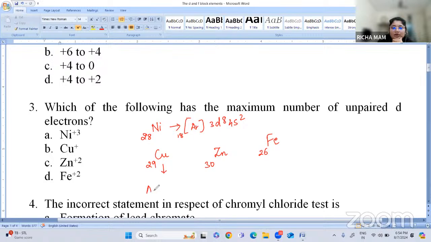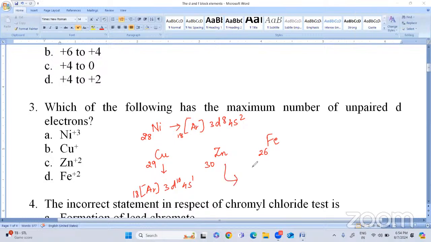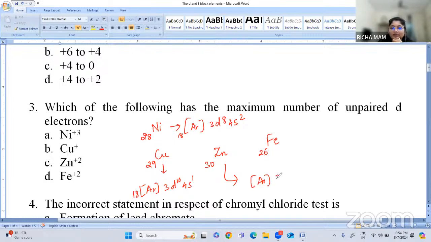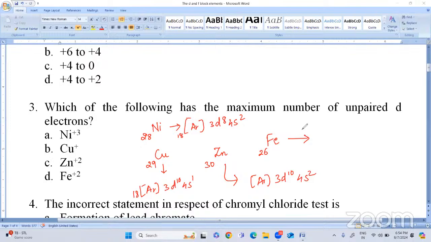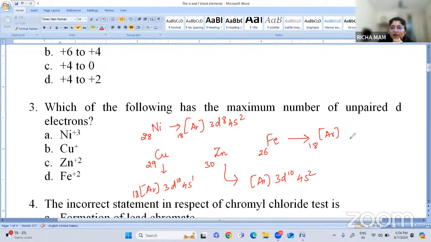Copper is argon 18, 3d10, 4s1. Write for zinc. Zinc is argon 18, 3d10, 4s2. Then Fe, which is iron: argon 18, 3d6, 4s2.